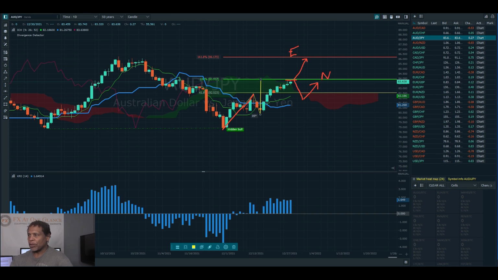All right, we broke structure. I'll show you where structure was. We broke structure actually right here, because this was the bull fractal that we violated. This is the higher low. This is a low. We made a higher low, higher bull fractal, I mean higher bear fractal. Bull fractal, higher bear fractal, breaking a bull fractal, and then moving higher.